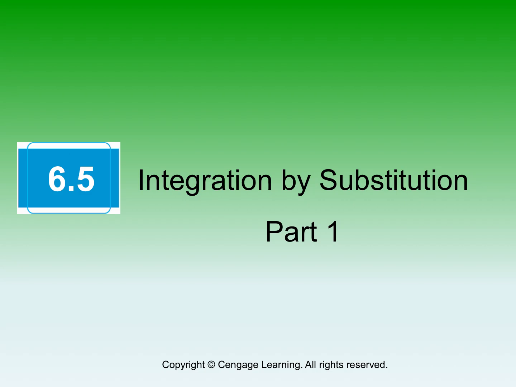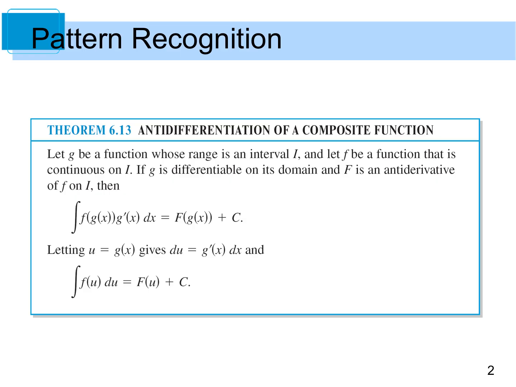Okay, 6.5, we're going to talk about integration by substitution. So we're going to learn a new way to integrate. So here we have anti-differentiation of composite functions. We're going to be given a function that's either in parentheses or under a square root, where we can't use our typical integration strategies to find the antiderivative. So we're going to use a new strategy. We're going to use substitution.